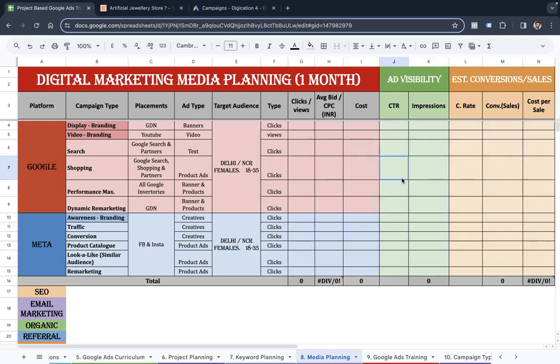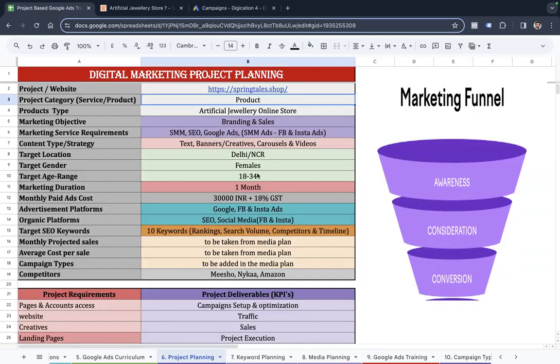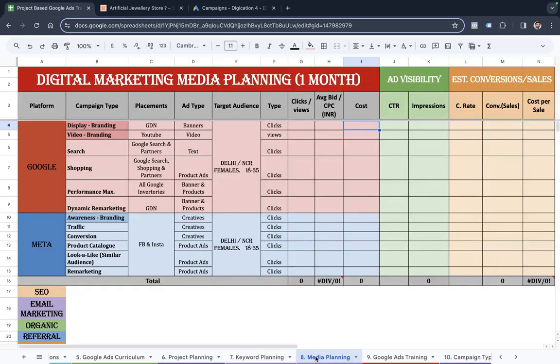Now, first of all, let's decide the cost. Cost bifurcation is the most important part of making the media plan. So in total, we have the cost of 30,000 rupees. This is something which we have added in our project planning sheet. So I can simply copy this amount, 30,000, and add it into the media planning sheet. Now, how do we split the 30,000 rupees?